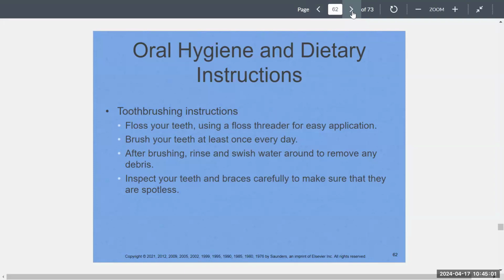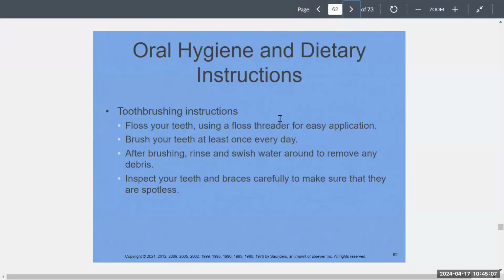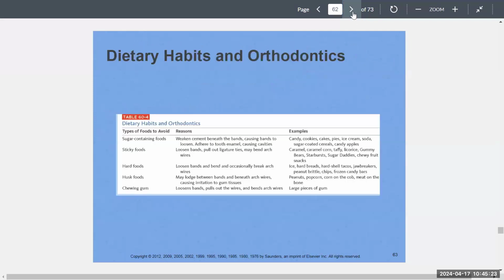So they always have to use a floss threader because if you notice in the previous picture, they can't floss between these teeth. They have to use a floss threader, something that goes underneath the brackets or underneath the arch wires. You got to brush your teeth at least once a day. Hopefully, you're doing it more than that. And after you're brushing, you're rinsing, you're swishing water to remove any debris, and you want to inspect your teeth to make sure they are spotless.